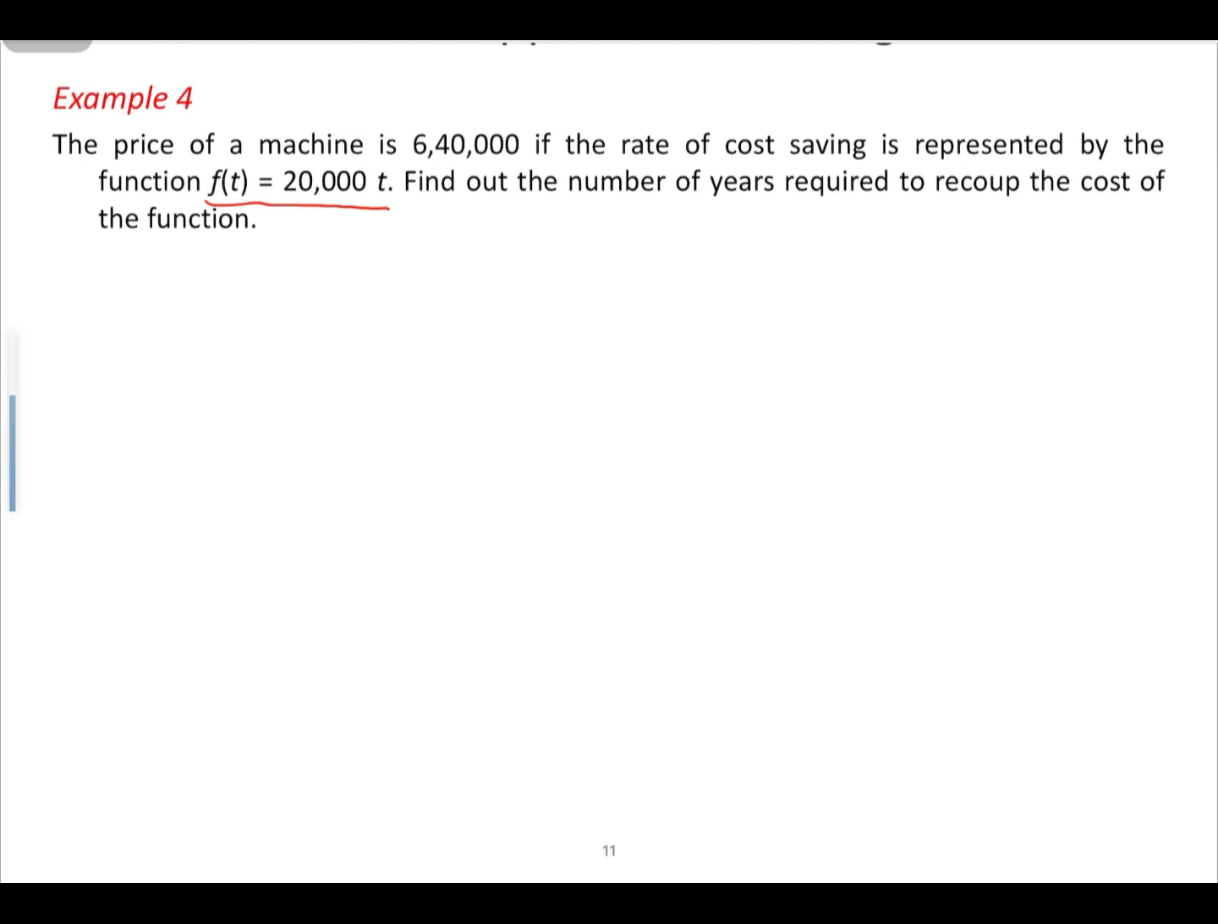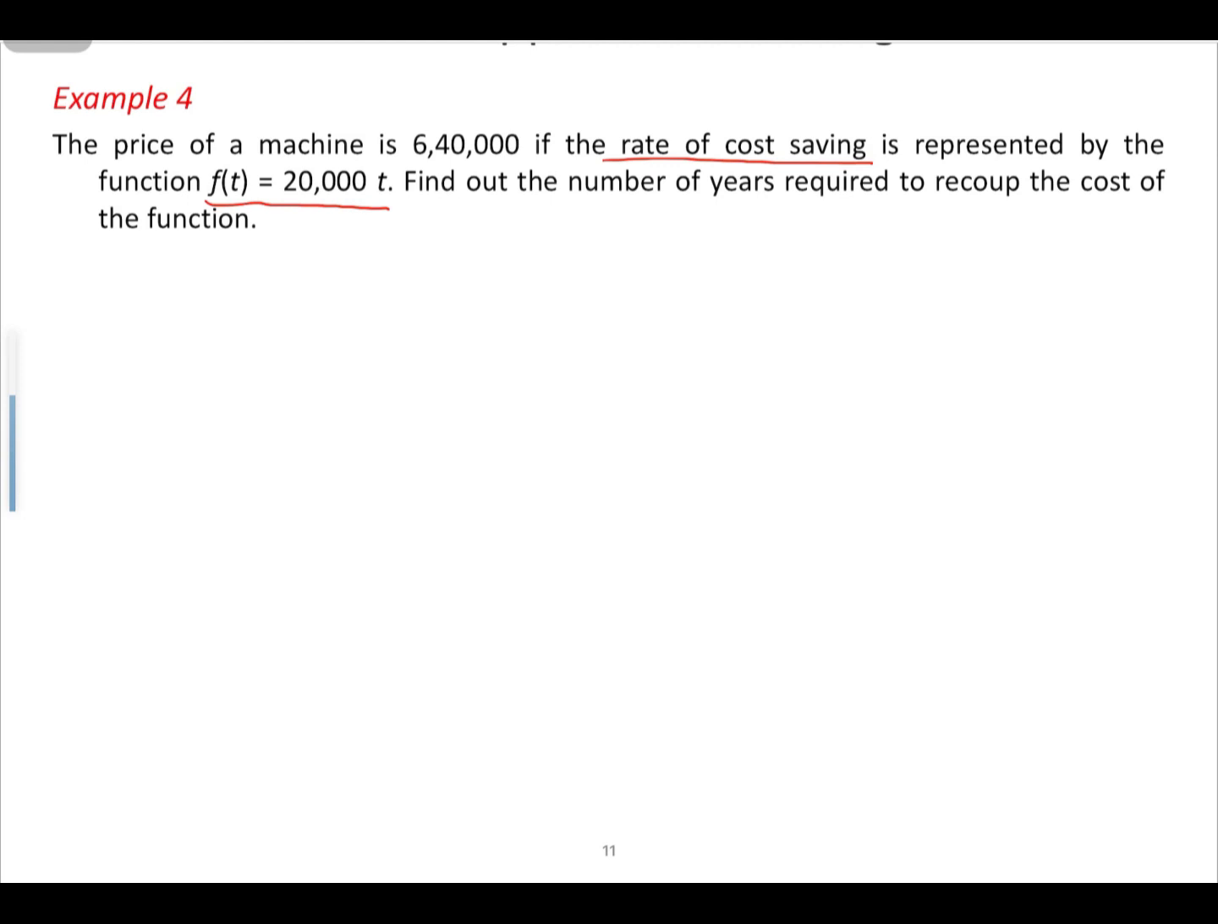So the question is saying that the price of a machine is 640,000. It can be in USD, it can be in Ghana cedis. If the rate of saving the cost is represented by the function f of t, which is f of t equal to 20,000 t, then we should find out the number of years that will be required to recoup the cost of the machine.